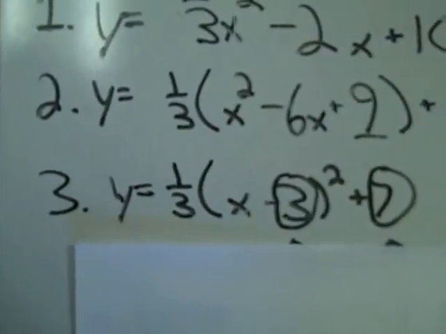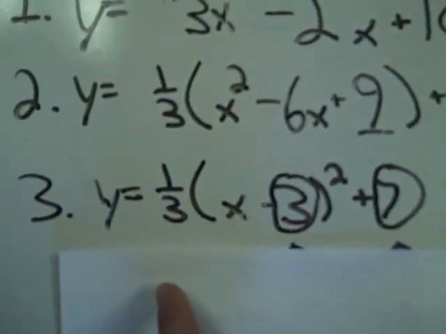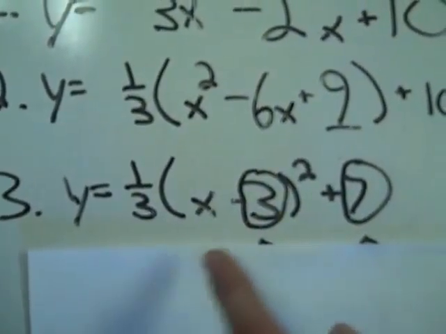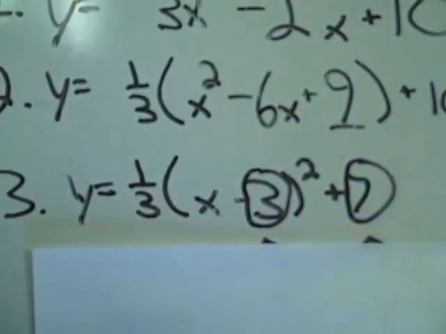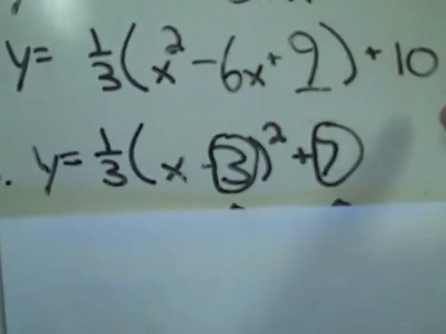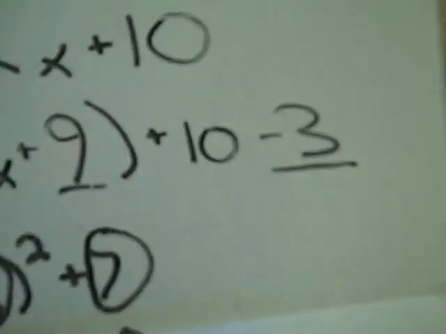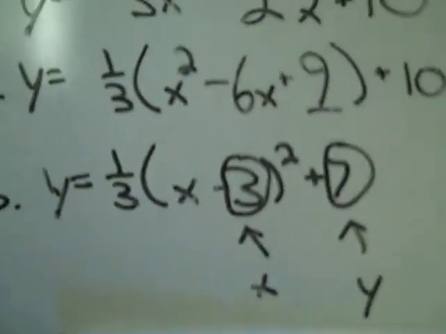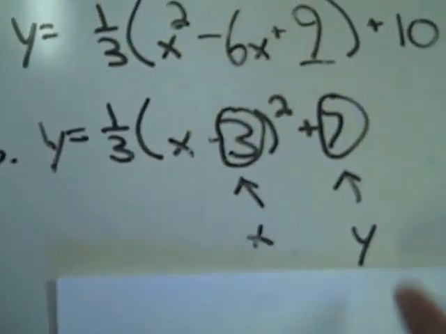In the final step, you get y equals 1/3, then you factor that out, so that's x minus 3 squared and plus 7, because 10 minus 3 is 7. So then the x-coordinate is 3, and the y-coordinate is 7, so the vertex is 3, 7.